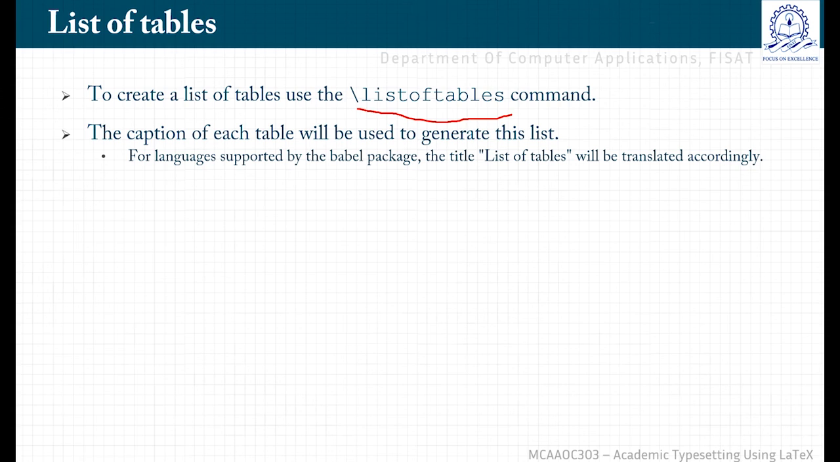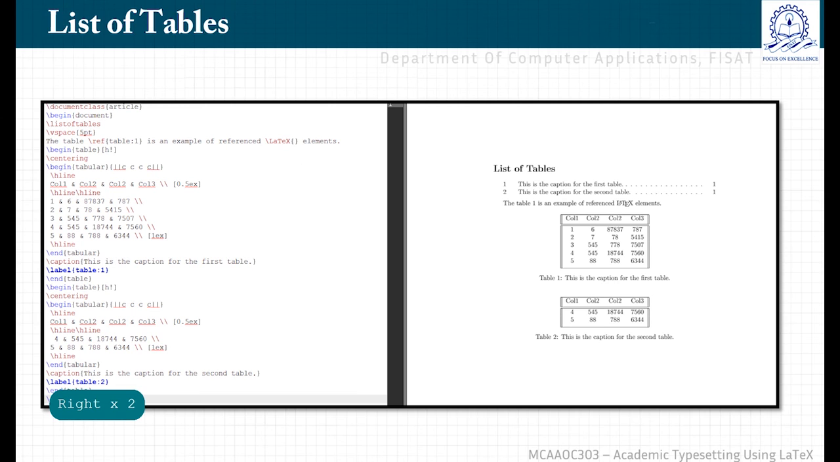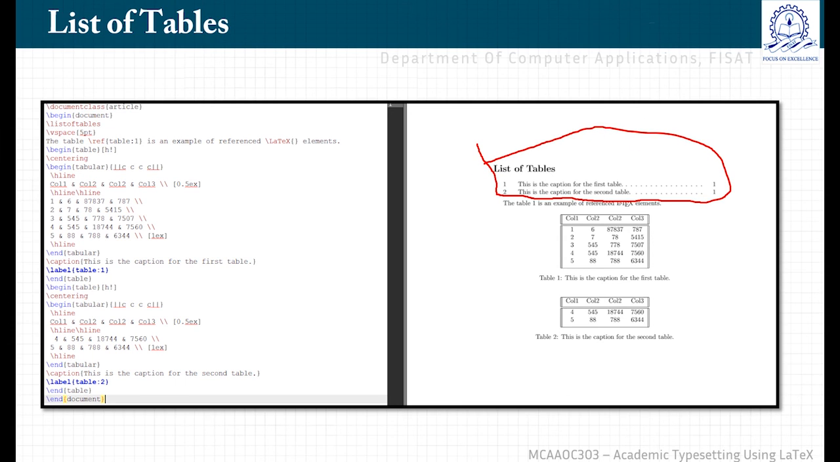For languages supported by the Babel package, the title of the list will be list of tables. It will be translated accordingly. See this example. In the source part, I am simply using the list of tables command. It will give you an output like this, list of tables. There are 2 tables in this document, so it will be displayed like this. This is the caption for the first table, where it is coming from. This is the caption of this table 1, and this is the caption for the second table. It is the same sentence repeated over here, and the page number of that table is also displayed at the end of this entry. So it is very easy to generate a list of tables in LaTeX.